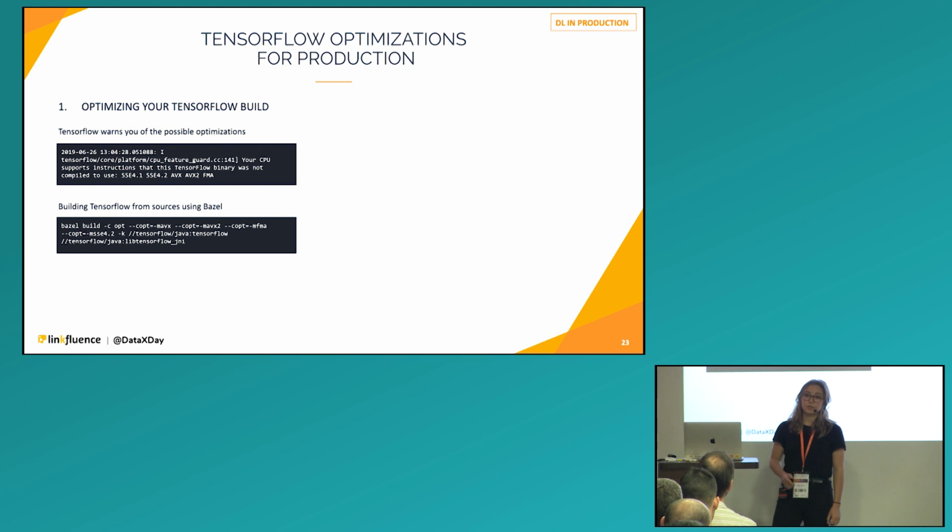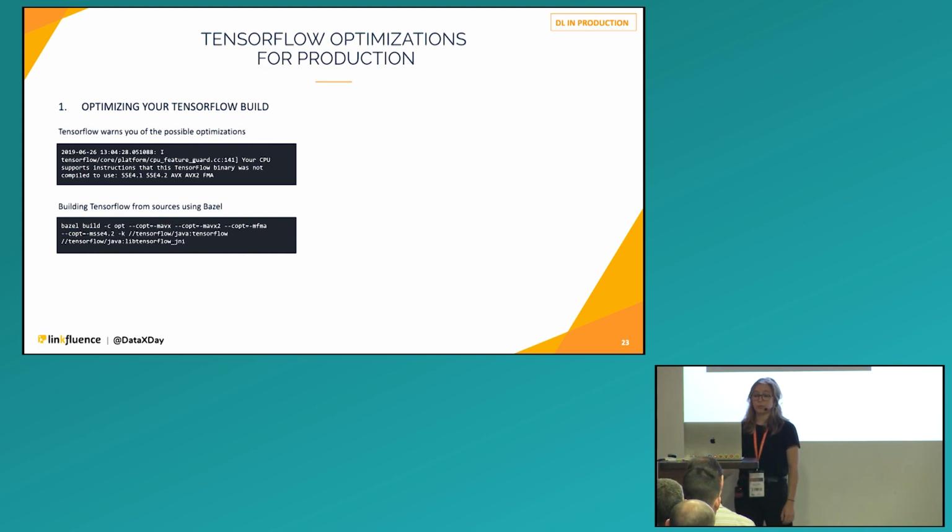And actually, TensorFlow is even warning you about that directly in the log of your application when using TensorFlow. And all you've got to do to benefit from that is to build TensorFlow from the source using Bazel and the appropriate flag. Another optimization is to use the Intel MKL library to provide you with further optimization when running on CPU.